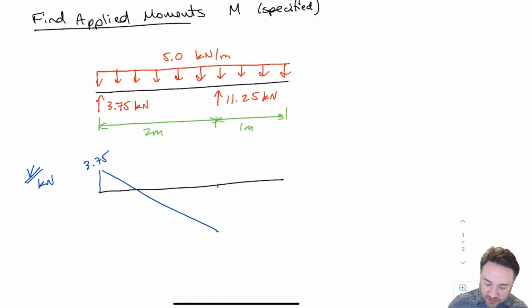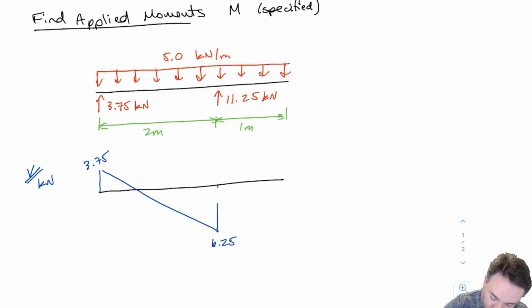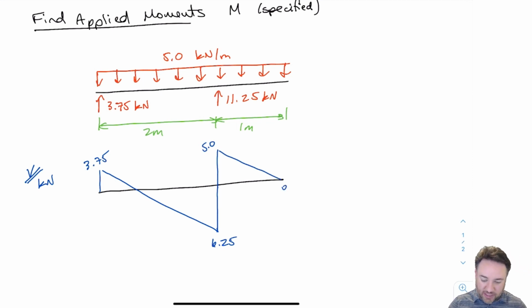And once I do 3.75 minus 5 times 2, I get to 6.25 here. Then I jump up by 11.25 to get 5.0. And then I go down again by 5 kilonewtons per meter over 1 meter. And I end up back at 0. And I get a shear diagram that makes sense.